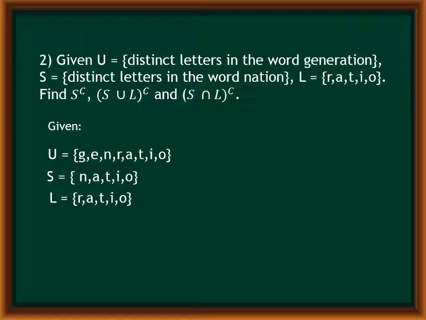Now, let's identify what is our S complement. So again, our S complement are the elements in the universal set that are not found in our set S. What are these elements? So we have G, E, and R. So you can see the letters G, E, and R are not found in set S but are found in our universal set. So that is our S complement.